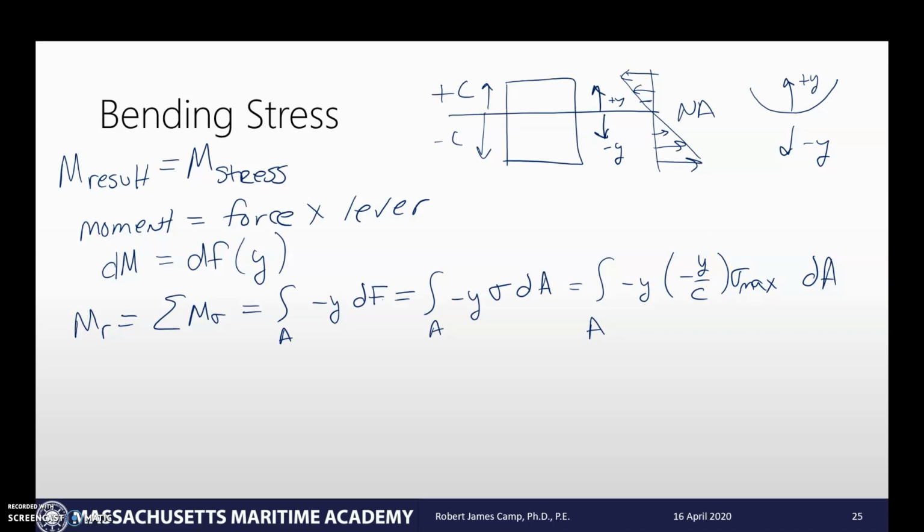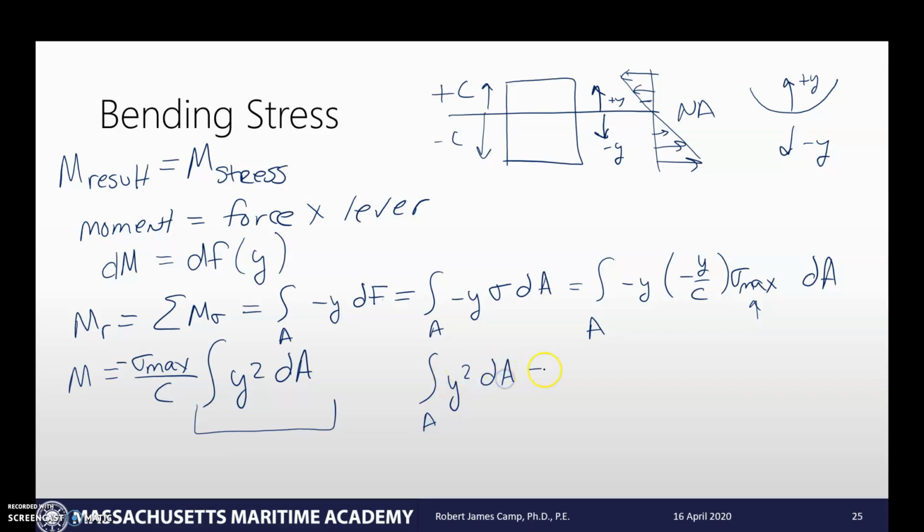So once again, just like before, I want to pull the constants out here. And so this resultant moment for everything, stress max is going to come out because that's not based on the area, and neither is c. And so what we're left with is negative stress max over c, because we'll pull that negative 1 out, integral of y squared dA. So do you remember what the integration over the area of y squared dA is? If we go back to mechanics, y squared dA, it's not going to be the centroid, but it's going to be the moment of inertia of the cross-section.